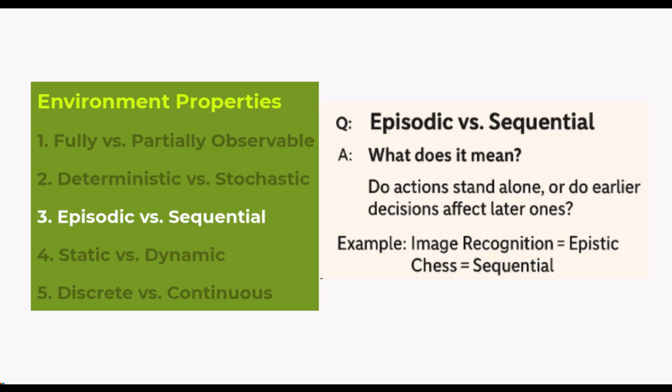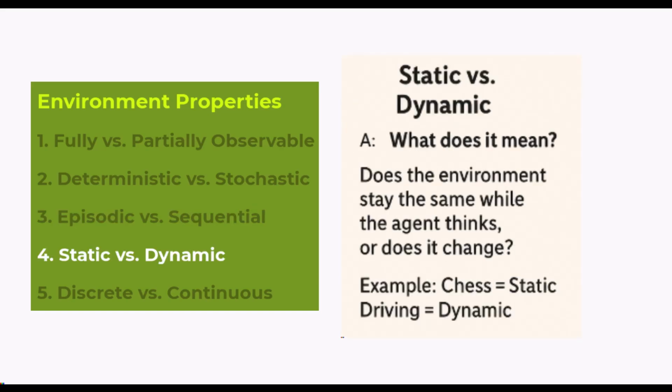The fourth property is static versus dynamic. And the question here is, does the environment stay still while the agent decides what to do? For a static example, we have chess. The board waits until the agent makes a move. Nothing changes on its own.